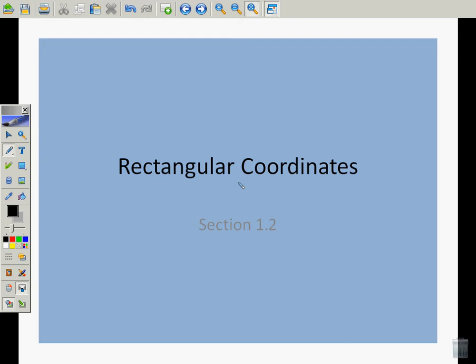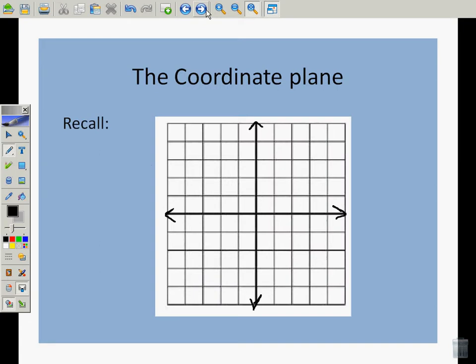All right. We're going to start out talking today about the rectangular coordinate system with a little bit of review of the coordinate plane, and then moving into graphs of different types of functions, and then we're going to go on to a little bit of application. So here we go. First of all, we're going to start out with the coordinate plane.